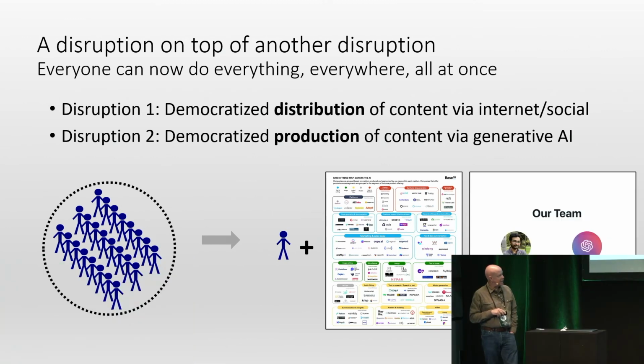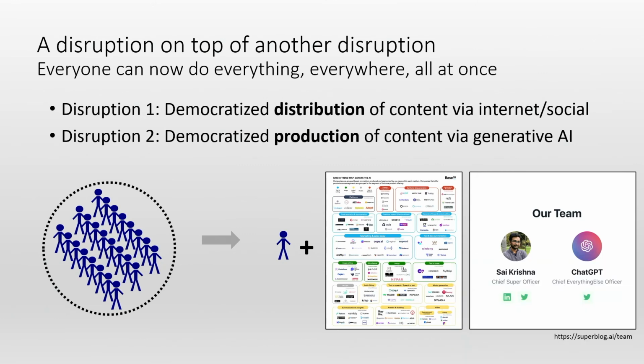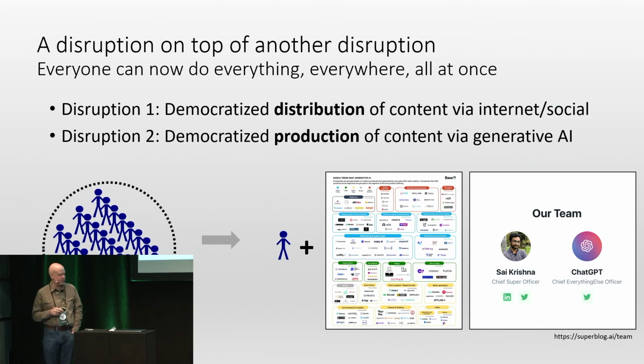This is the about page for a company called superblog.ai. I have no idea what superblog.ai does, but I like their about page. So there's this guy, Sai, who is the chief super officer, and then there's ChatGPT, which is the chief everything else officer. That's kind of amusing, but that is actually not that far from the truth with what's possible with these tools, and this is obviously highly disruptive.